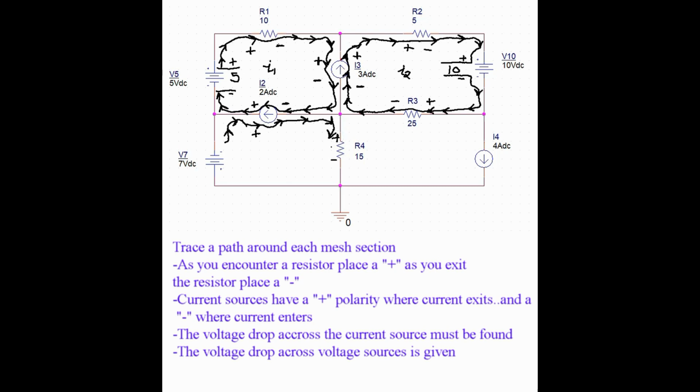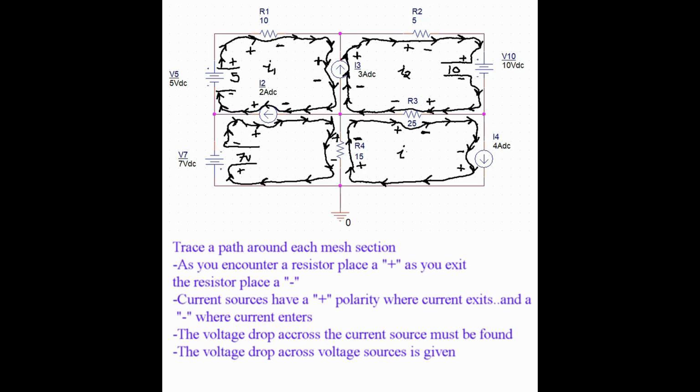So I3 is on the bottom left-hand mesh. Once again, I'm going clockwise around the subsection. And that is I3, and this one will be I4. Now I4 will give us a 4 amp current from the 4 amp current source. The mesh subsection current will take on that 4 amps. You'll see that shortly.